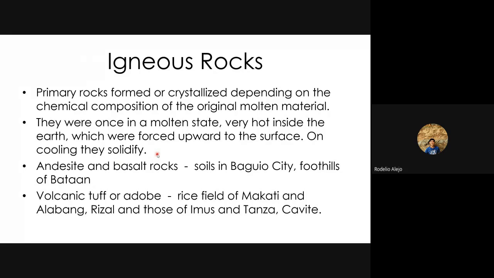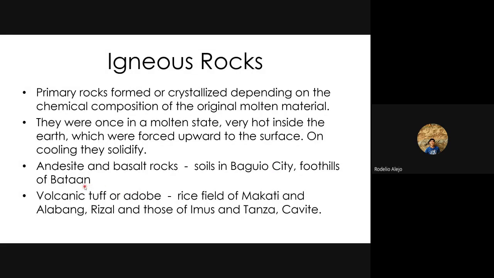So these are very common in volcanic areas, as we all know, responsible for the ejection of magma and lava. Okay, so examples of igneous rock are the andesite and basalt rocks, which are actually the parent material of soils in Baguio City and the foothills of Bataan.